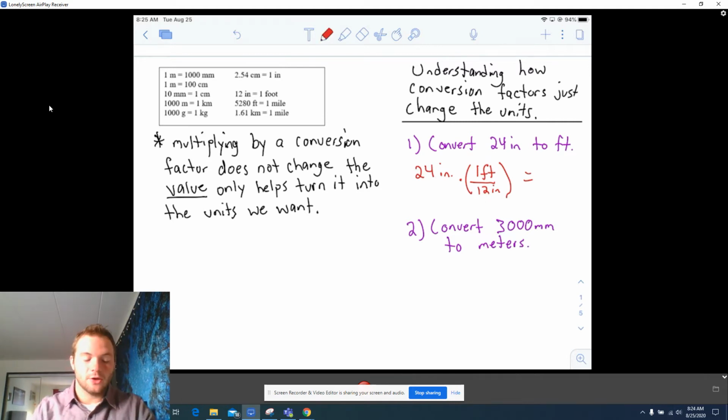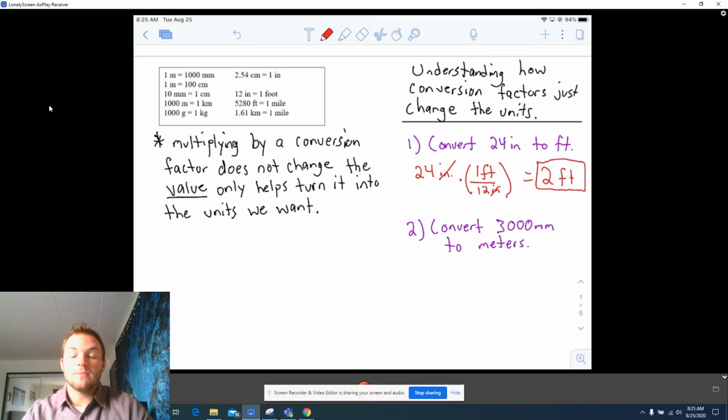Or I can just type this in my calculator and do 24 times parentheses 1 divided by 12 end parentheses. So here we would get 2 would be our number. And then now we need to know what the unit's going to be. So if I come here, I could do a little bit of what I like to call unit math and think, okay, inches is on top and there's an inches on bottom. Those are going to cancel, cross, cross. Feet is the only thing we have left, so that's the only unit we have left. So 24 inches is 2 feet.